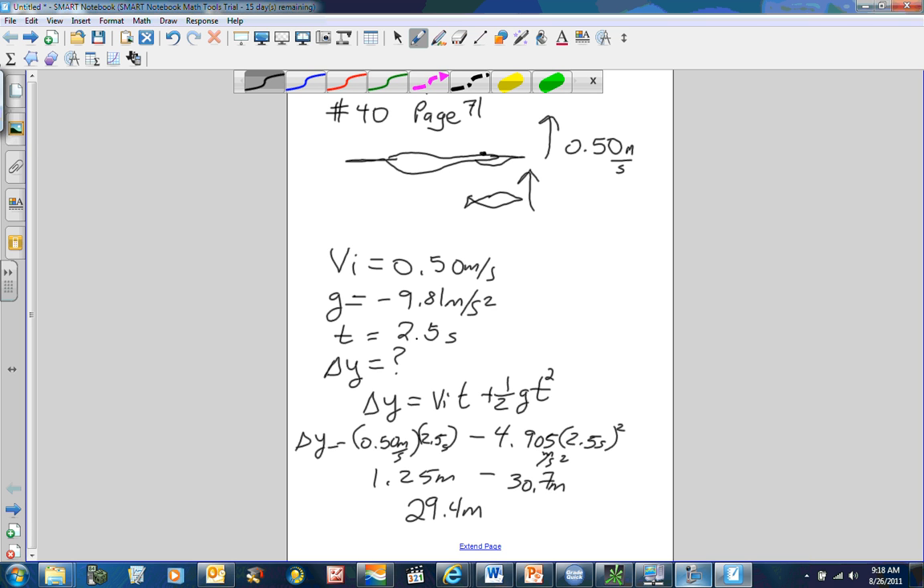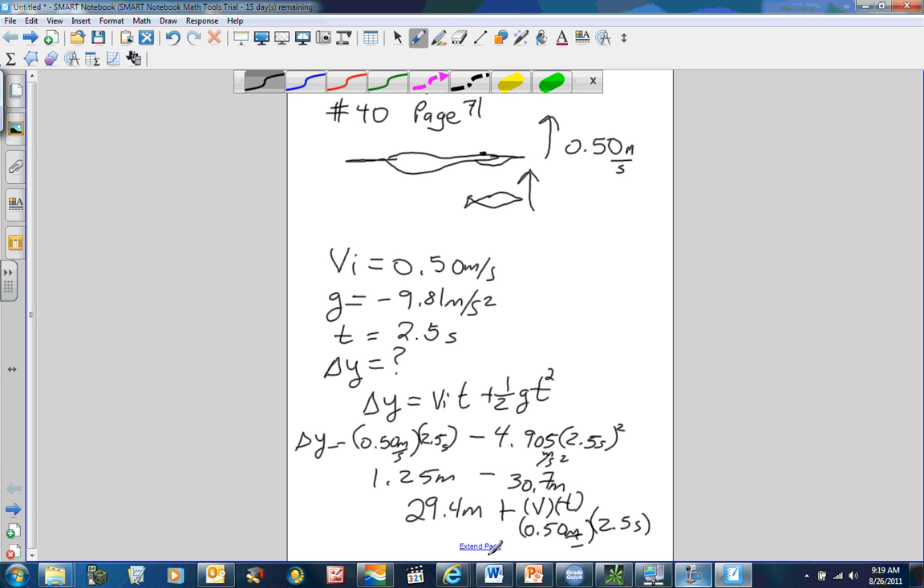Now, if you look in your book, that's not the answer. And here's what we've forgotten. That's correct as far as this part, but this pelican is moving up at a constant rate of 0.5. So we have to add to that the velocity of the pelican times the time that the pelican moved, which is still 2.5. So we have to add 0.50 meters per second times 2.5 seconds. And when we do that, we get 1.25 or something like that.